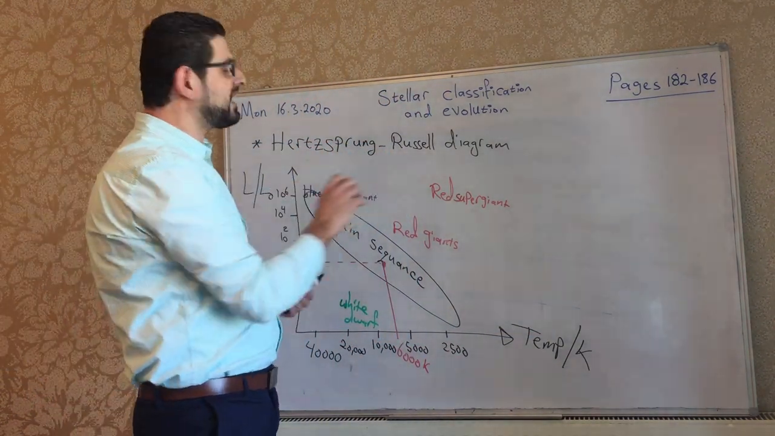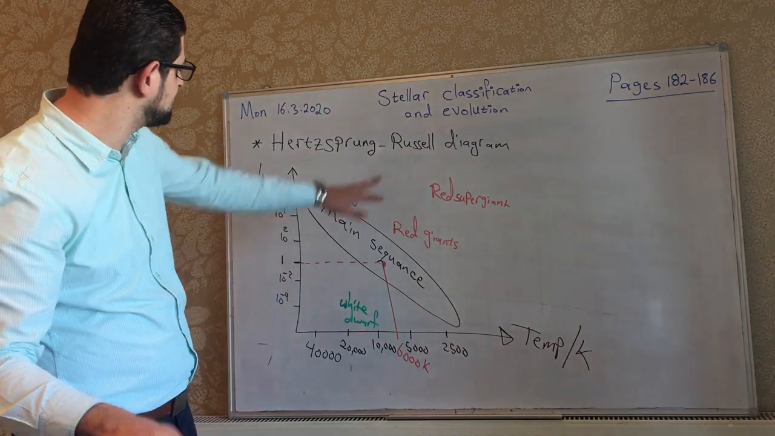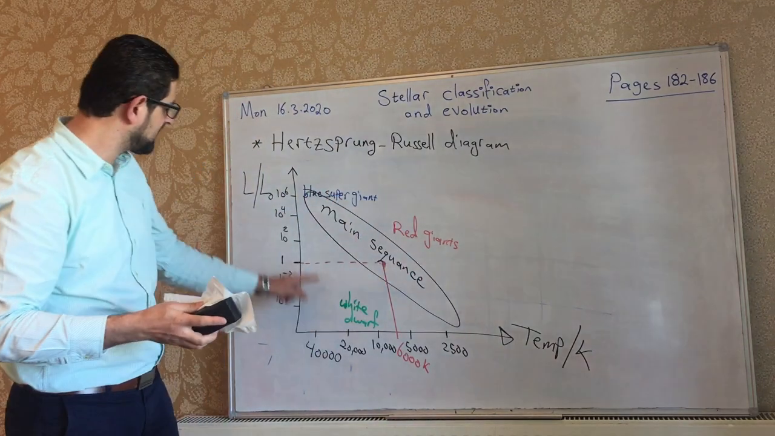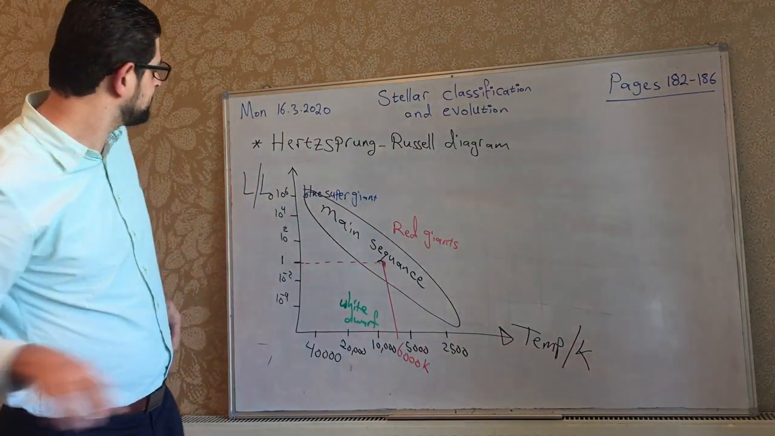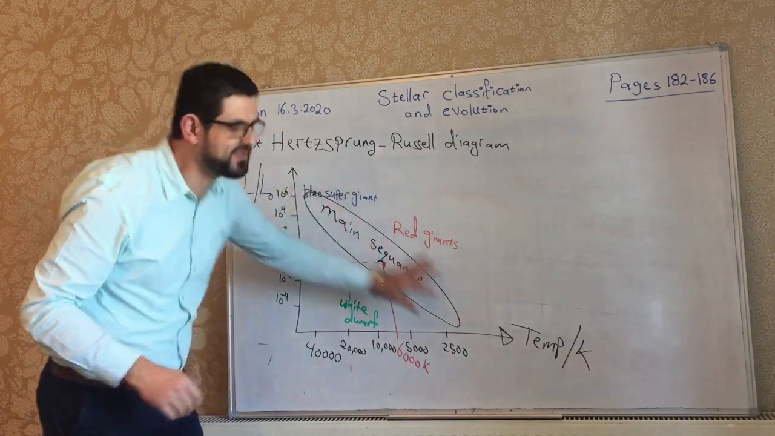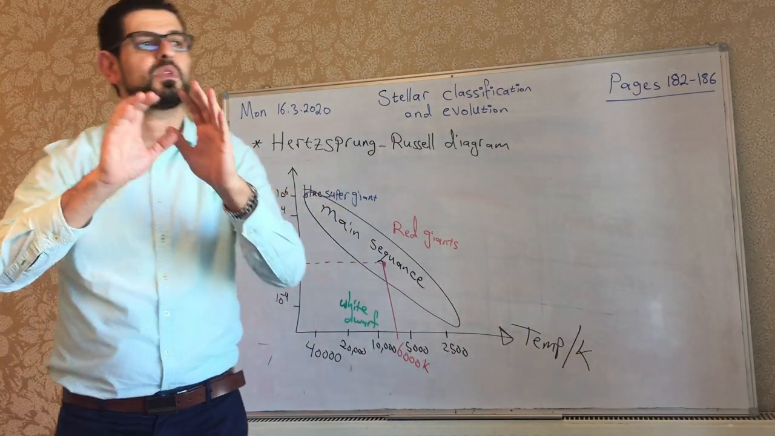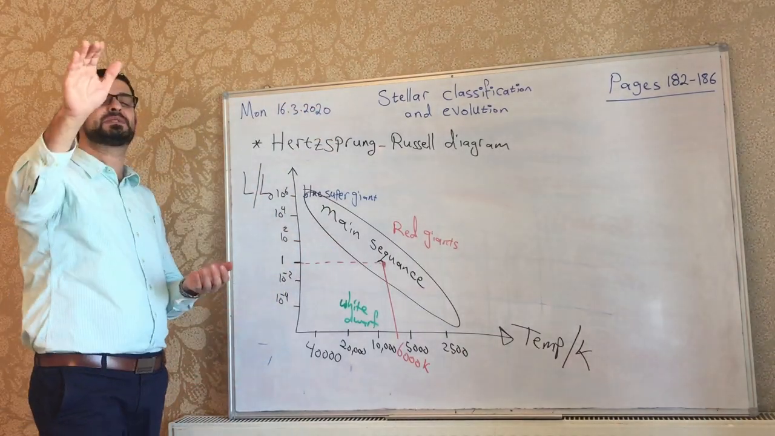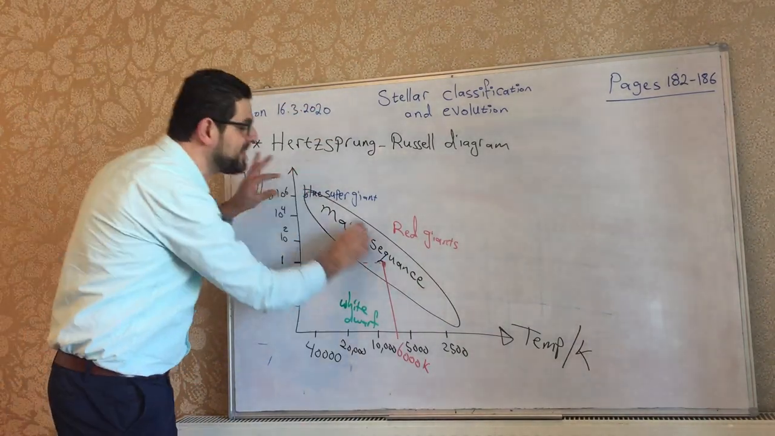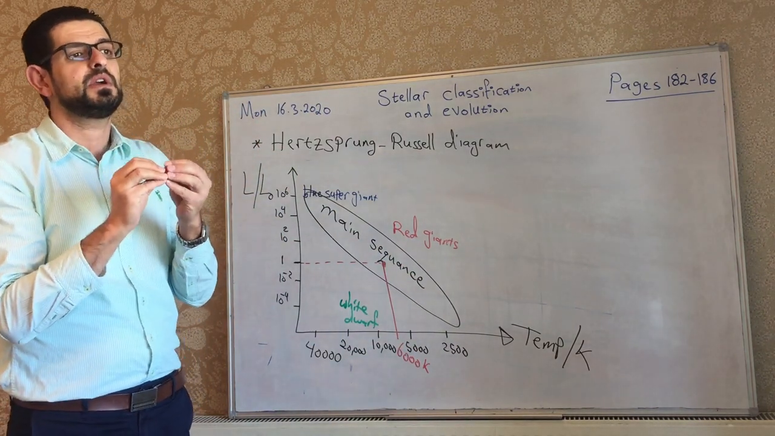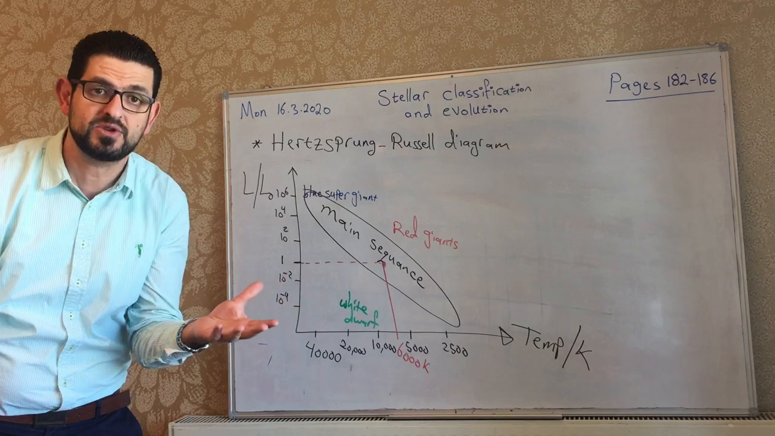What are you trying to tell us, Ustaz? Okay, I want to erase this because it's not important. In fact, these are the only important ones there. So, blue supergiant, white dwarf, red giant, and the main sequence. All the stars that we put here in classification are considered to be in the main sequence because they are in what we call a stable stage.